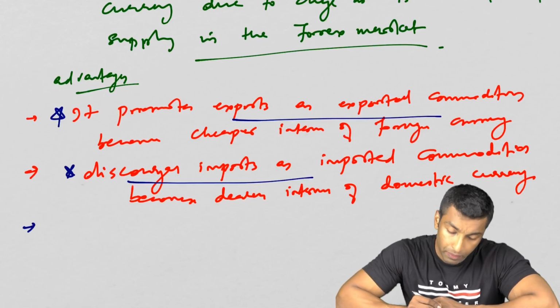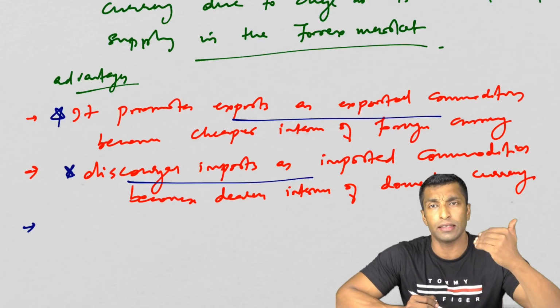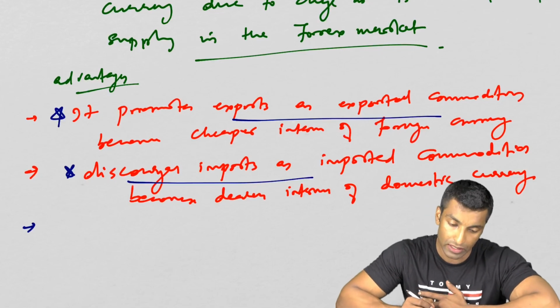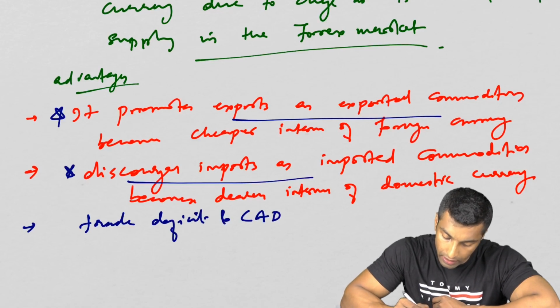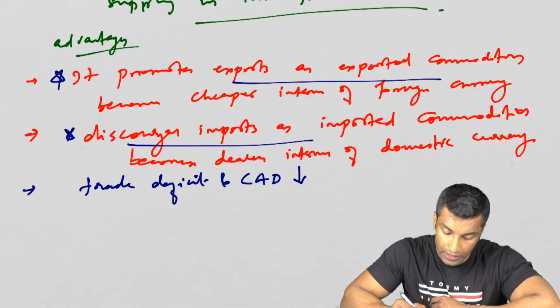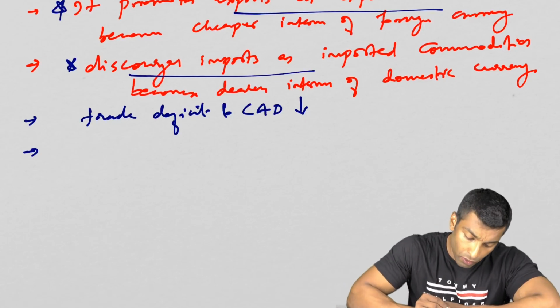So overall, when you are encouraging exports and discouraging imports, the current account deficit will automatically reduce, okay, which is desirable. So the trade deficit and current account deficit, if you remember, I have discussed this in balance of payments in detail, what is trade deficit and what is current account deficit, and everything we have discussed. This will decrease.